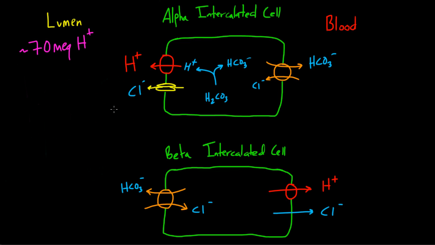So we get around it by buffering. So we buffer most of this hydrogen ion in our urine. We have two main buffers. One is ammonia. The other is what we call titratable acids. But the major one is phosphoric acid. We'll go through these one by one.